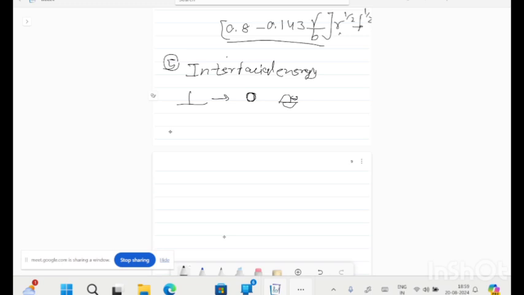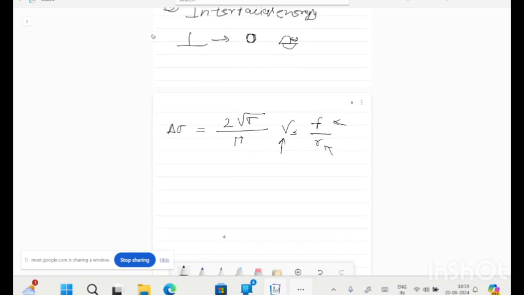The increase in applied stress due to the increase in interfacial energy is given as 2 square root of gamma s F divided by pi R. Here gamma s is the interfacial energy of the precipitate, F is the volume fraction, and R is the particle size, the particle radius.